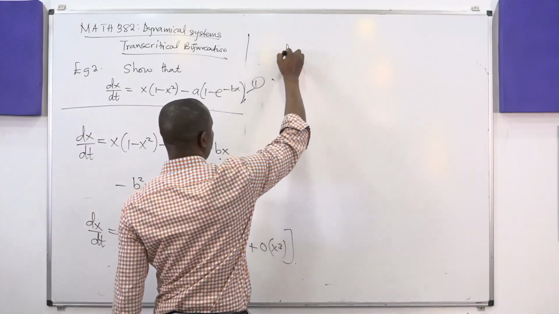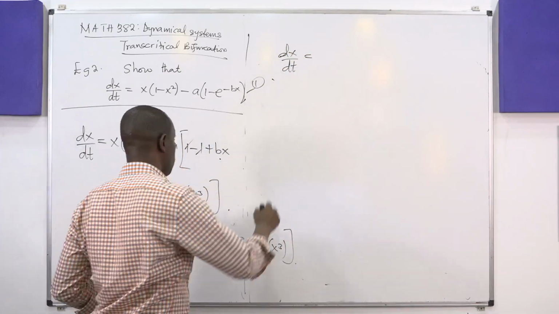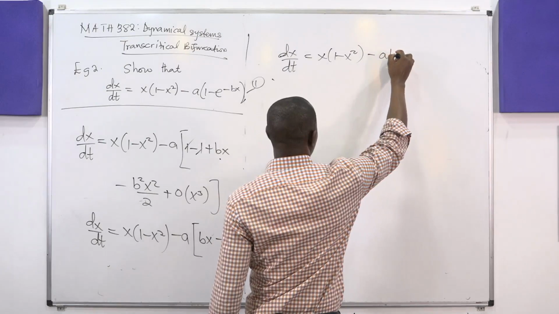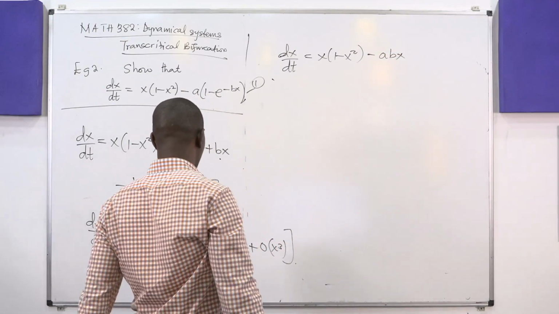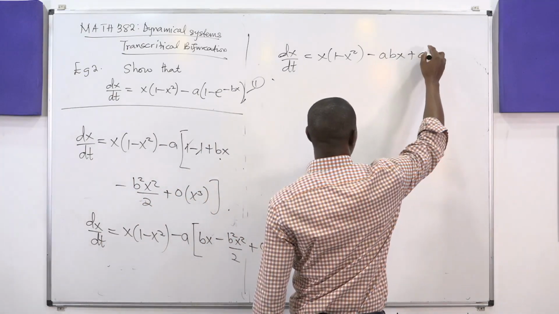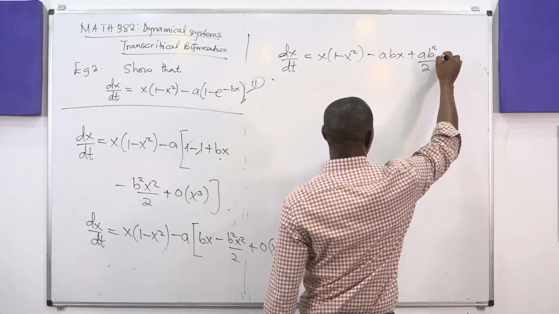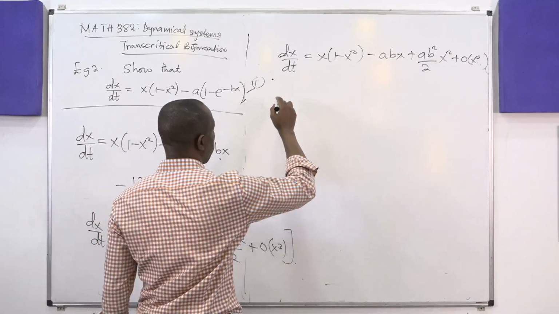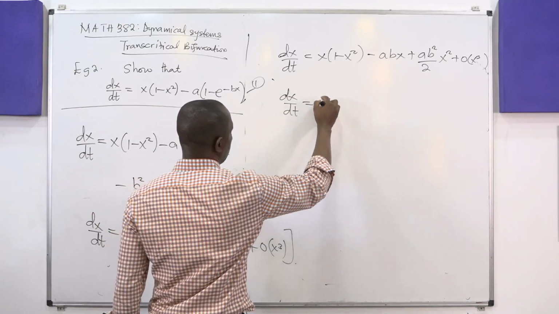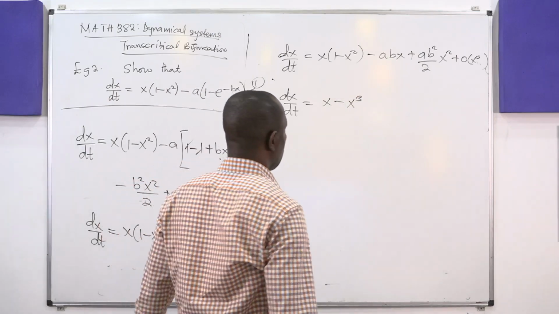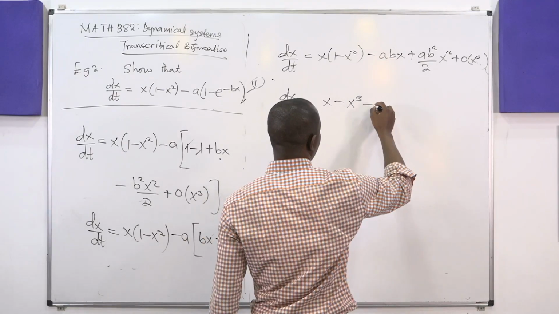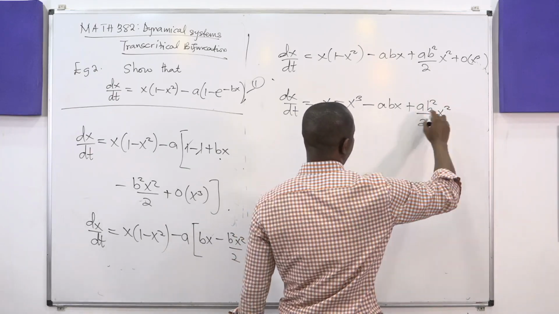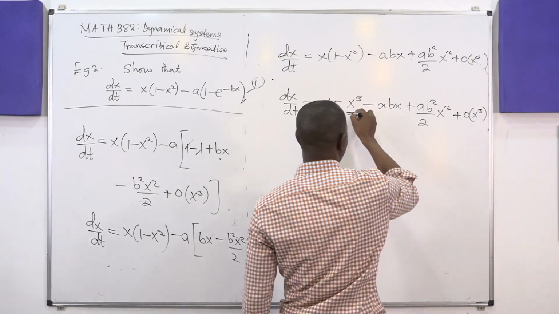So what do we get? The x dt equals what? x(1 minus x squared). Then what do you get? Minus abx, then plus ab squared over 2 x squared. My error term, so I can ignore the error term. So I get what? The x dt, let's expand: x minus x cubed. Is that okay? Then minus abx plus ab squared over 2 x squared. My error term is what? Is a cube. Have you seen this? We say error term is a cube.